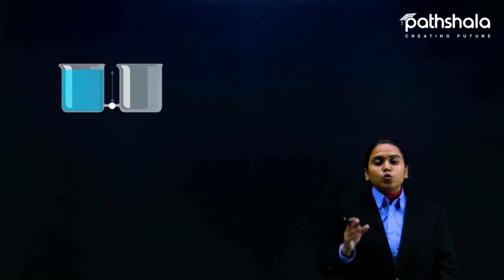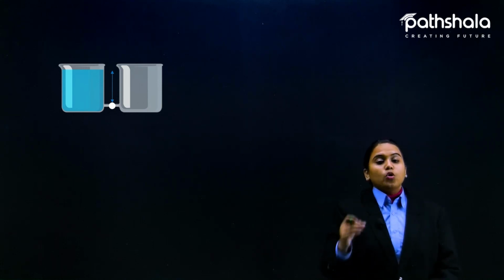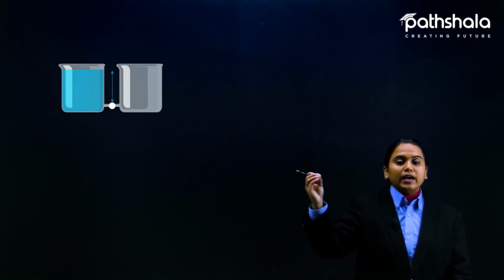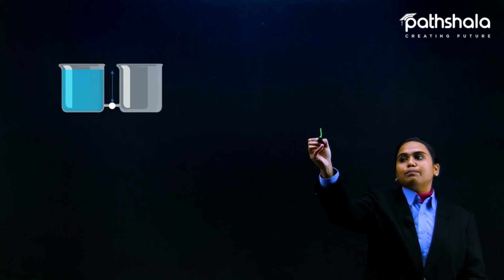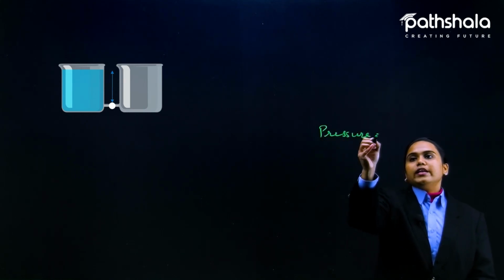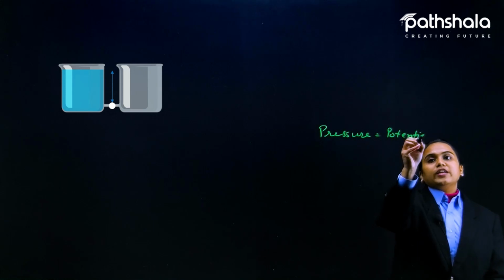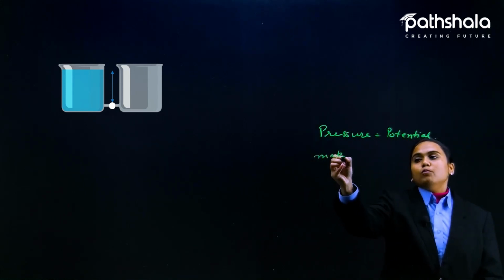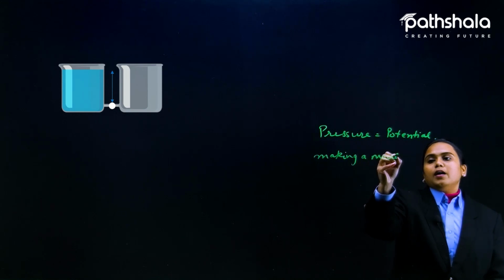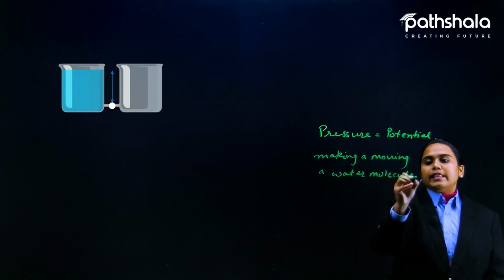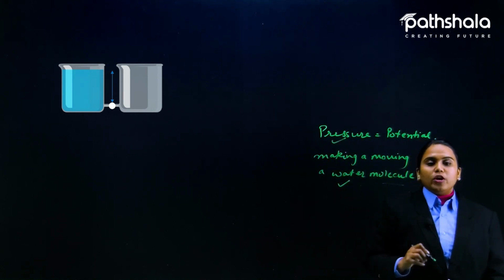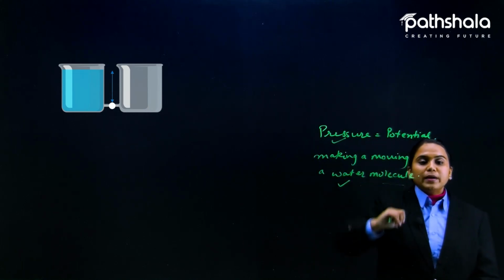Yes, definitely there are too many particles and they are all pushing each other downward, and on the surface of the wall also, the surface of the container also. So we can say that here the water level is providing pressure in the downward direction. So here we can say that this pressure is actually the potential of water, that the potential of water is making a movement in a water molecule. Definitely, that pressure can make the water molecule move from one bucket to another bucket.